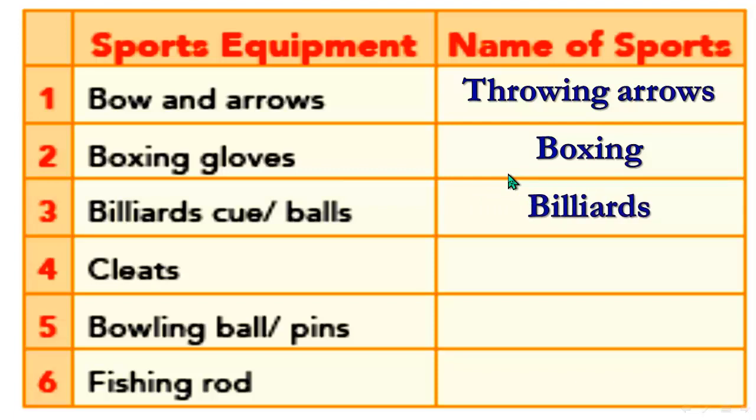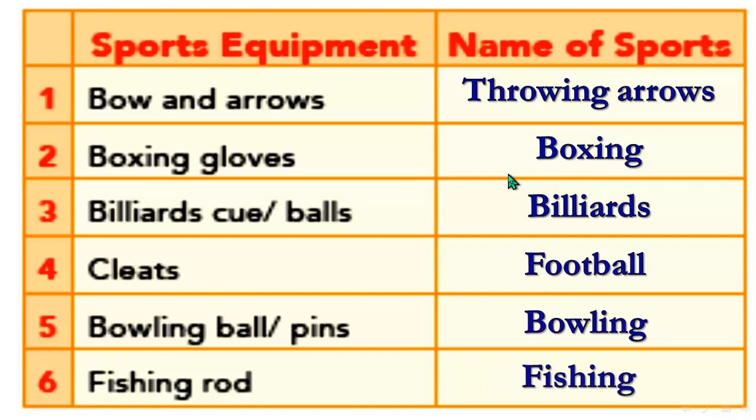Number 4, cleats. So cleats here, as you see the name of it, football. So cleats are used for playing football. Number 5, bowling ball or pins. So the name of this sport is bowling. Number 6, fishing rod. So fishing rod here, it's for fishing.